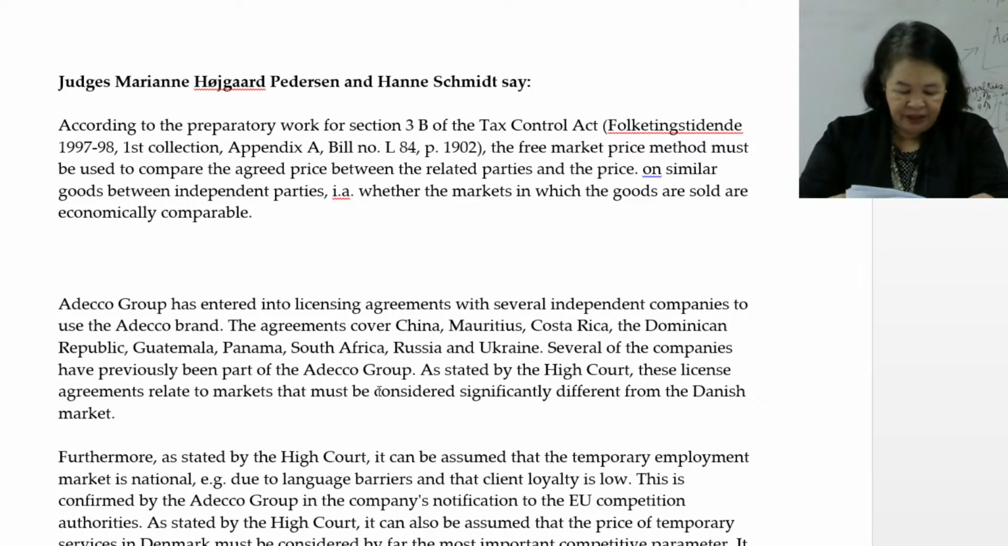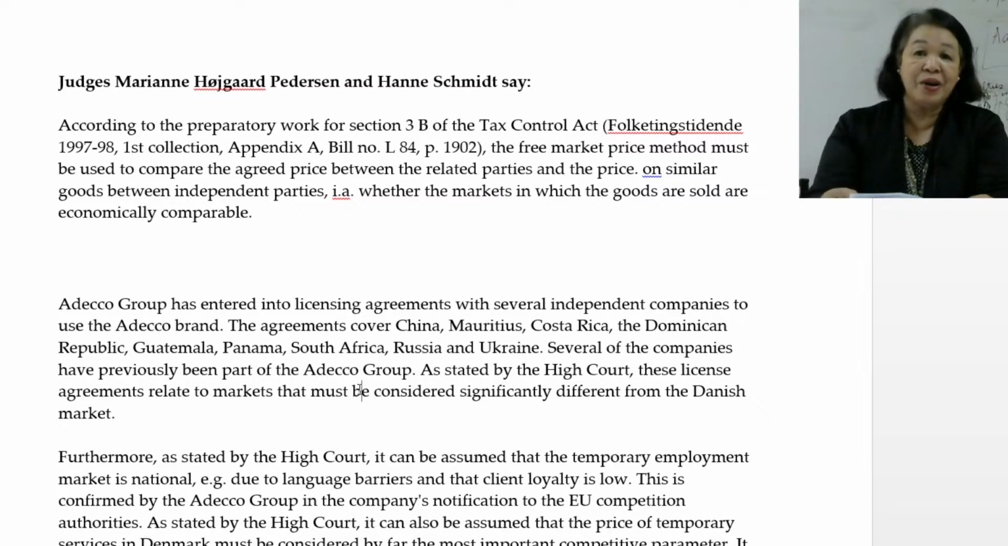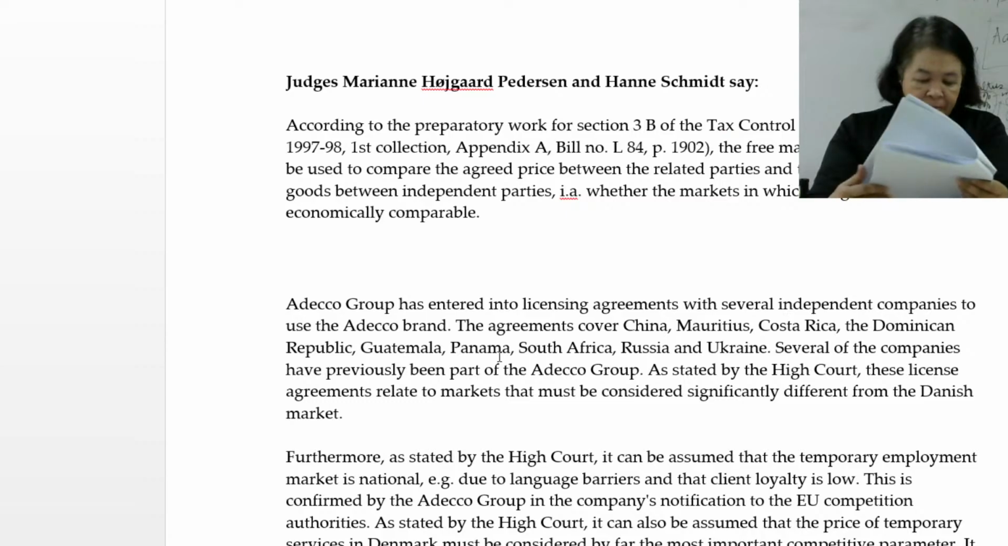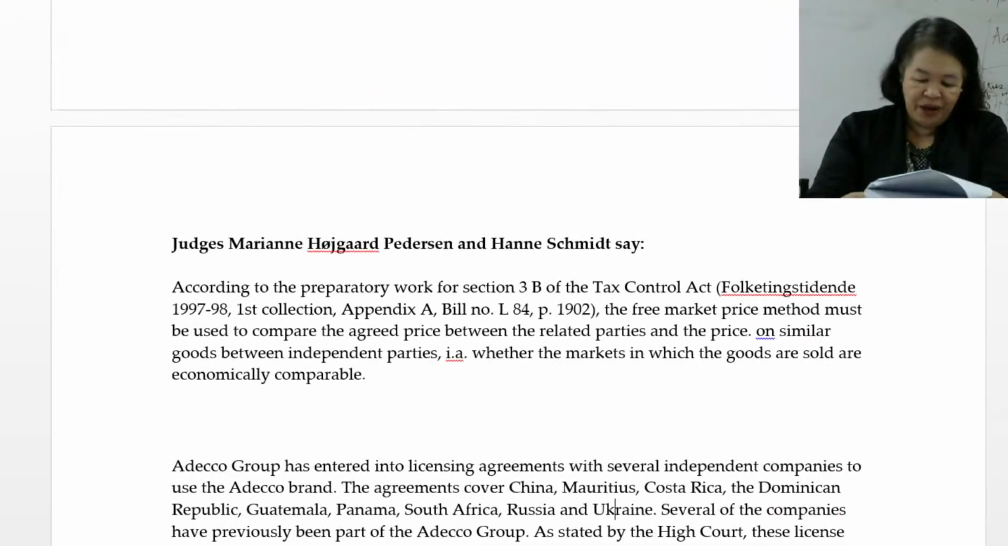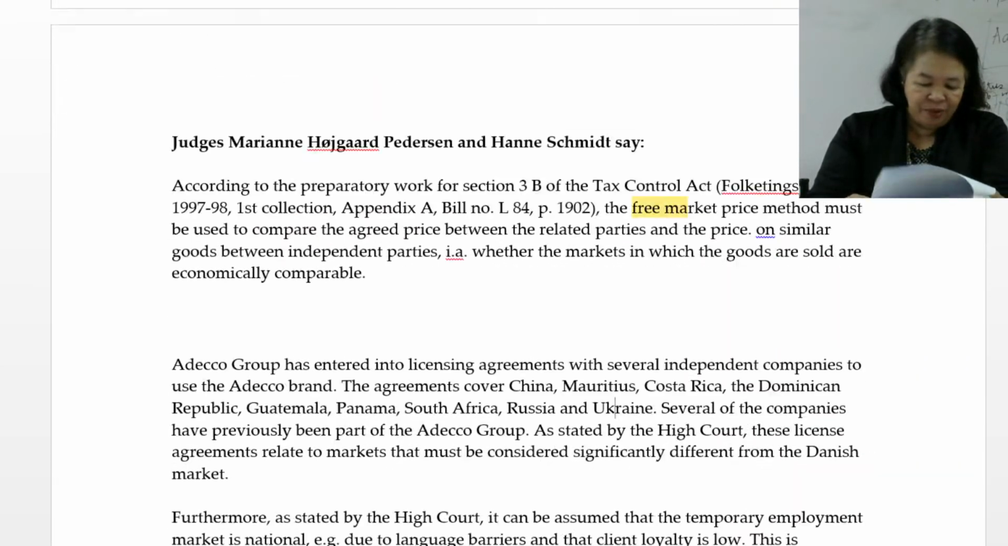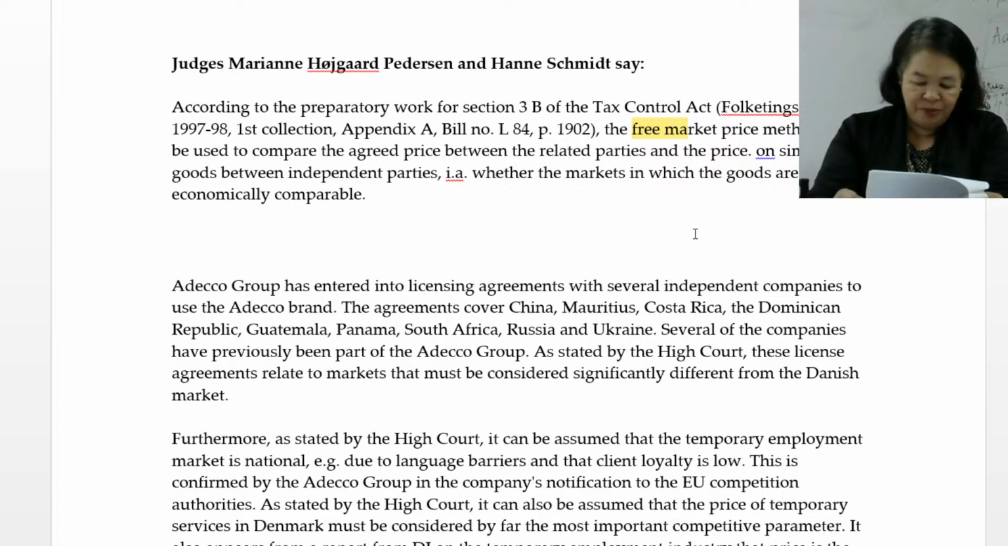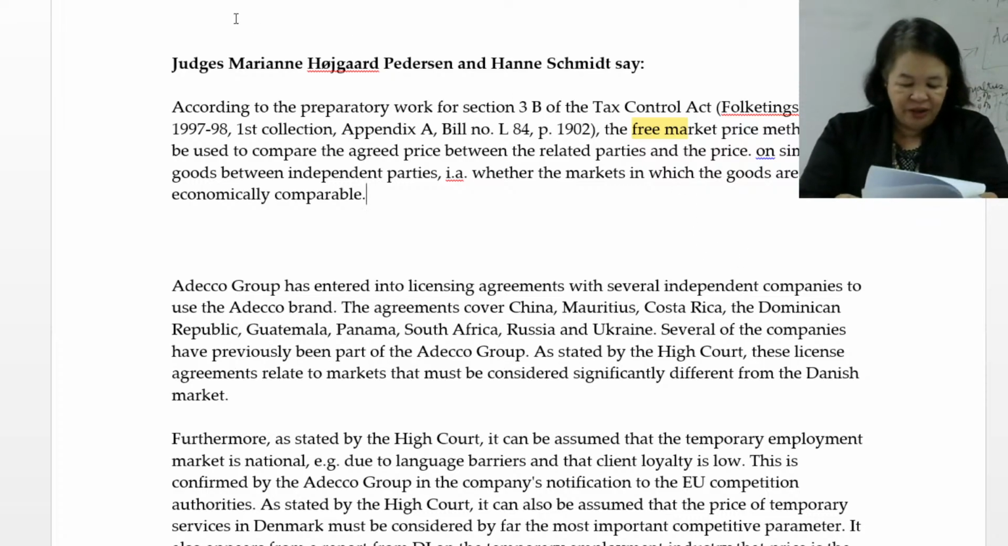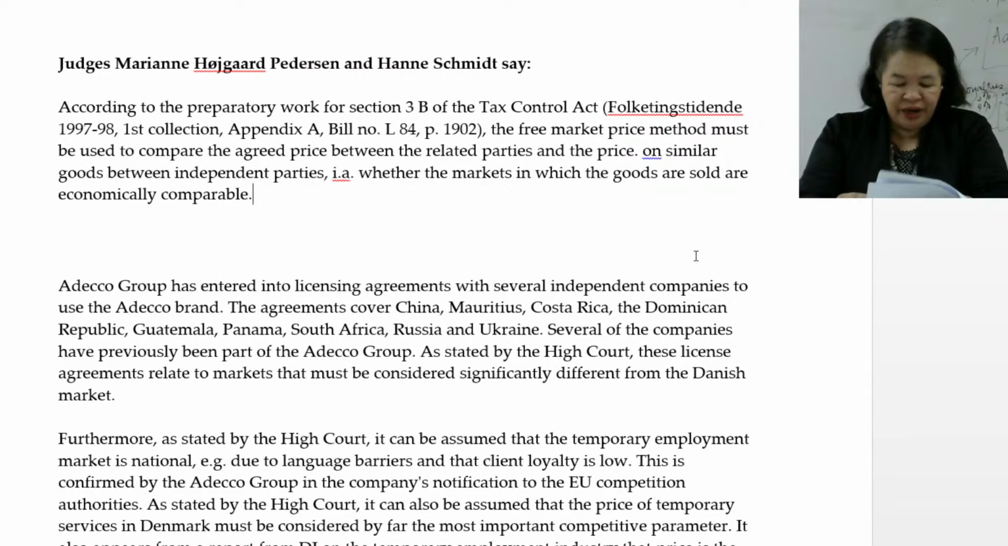Okay, anong sabi niya dito? The free market price method, no? Or the comparable uncontrolled price method, no? Must be used to compare the agreed price between the related parties and the price on similar goods between independent parties, whether the market in which the goods are economically comparable.